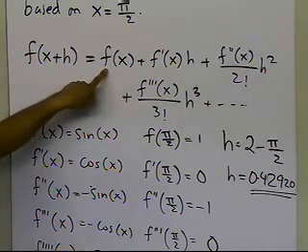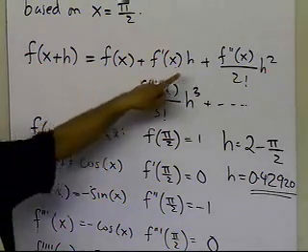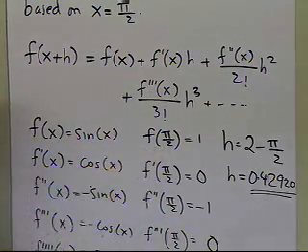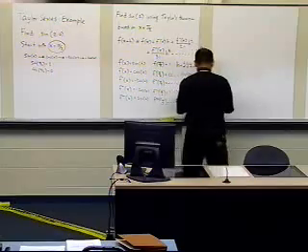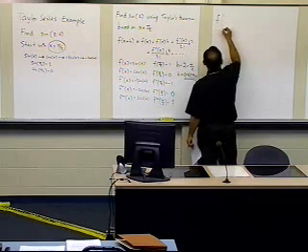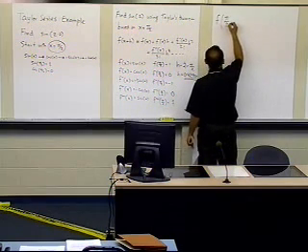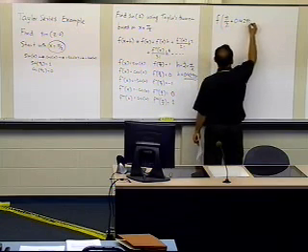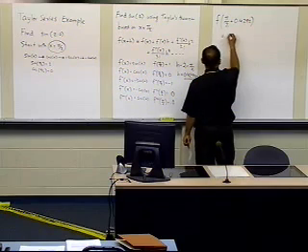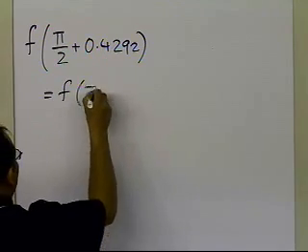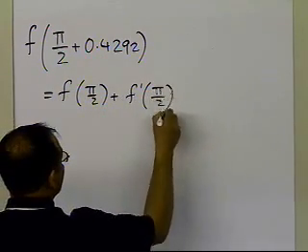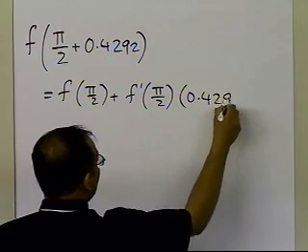Knowing what the value of the function at pi by 2 is, knowing what the value of the first derivative is, second derivative and third derivative and so on and so forth are at the value of x equal to pi by 2. So let's go ahead and see, once I do the substitution, what do I get? So I want to calculate my value of the function x plus h. X is pi by 2, h is 0.4292, and that is equal to the value of the function at x, which is pi by 2, plus the first derivative of the function at pi by 2 times h, which is 0.4292.